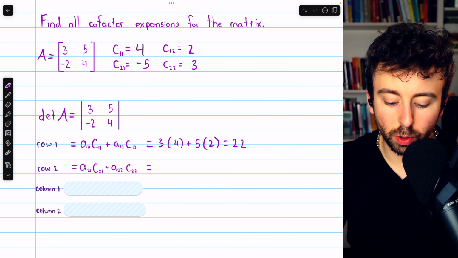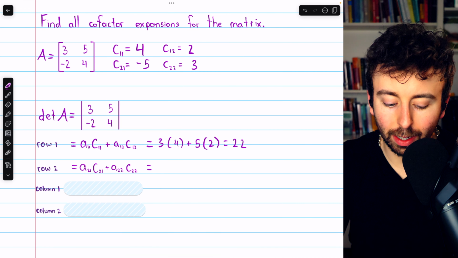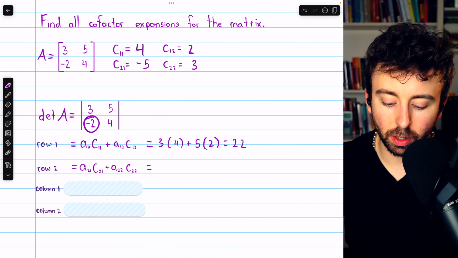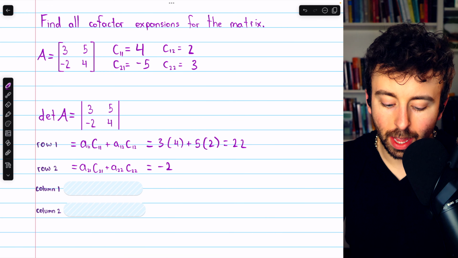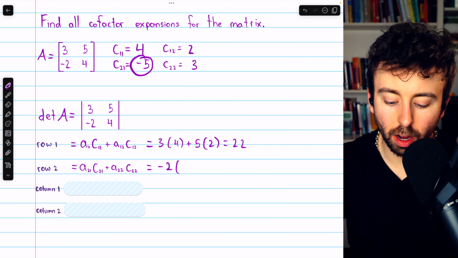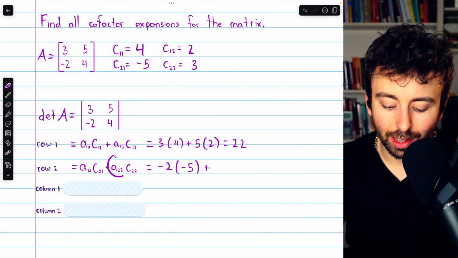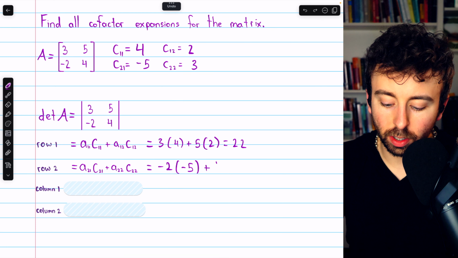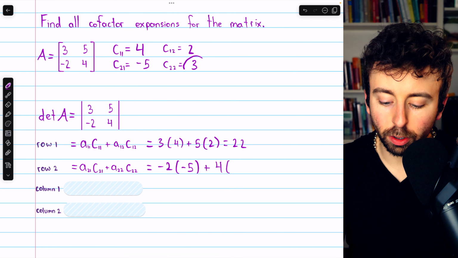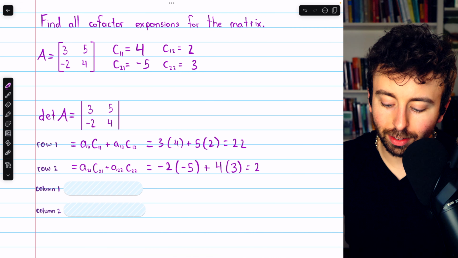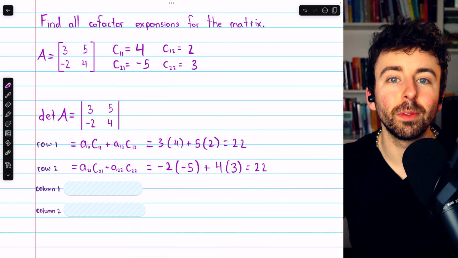Moving on to row 2, to find the determinant by cofactor expansion across row 2, we begin with the first entry in row 2, which is -2. Then multiply by its corresponding cofactor, which is -5. Then we have to add the next entry in row 2, which is 4, multiplied by its corresponding cofactor, which is 3. This is 10 plus 12, so 22. They're the same, no surprise.